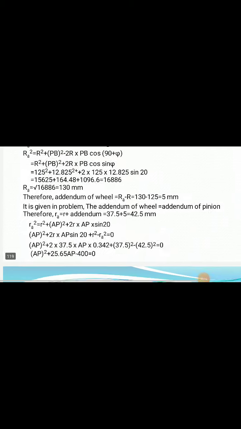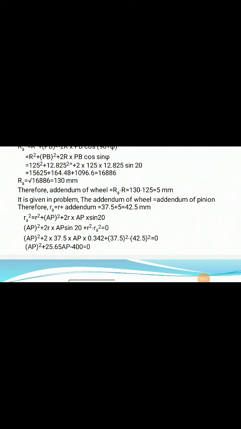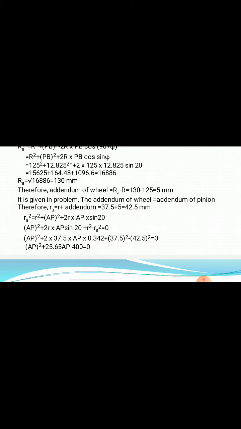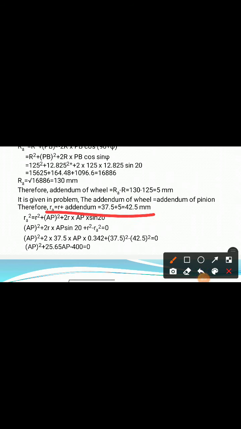Now in this given problem, both the addendums are given the same. It is given in your problem: addendum of the wheel and addendum of the pinion are the same. So we can write RA is equal to R plus addendum. So we will get this equation. Again simplify this equation. Now we have this equation.